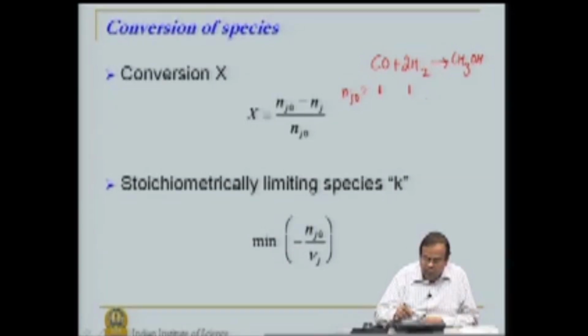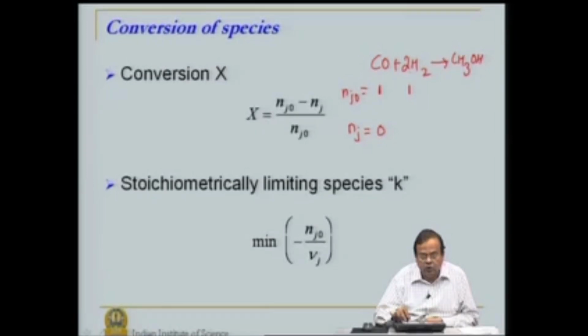So, my Nj 0 was 1 for both these species. Now, can I get, for carbon monoxide, Nj equal to 0? That means, can I have complete conversion of carbon monoxide? No, because if you look at the stoichiometric coefficients, to completely consume 1 mole of carbon monoxide I need 2 moles of hydrogen, but I had only 1 mole. That means, in this example, hydrogen is the limiting species, because my reaction will stop the moment my hydrogen is exhausted from the system, and therefore I refer to hydrogen as my species K, the limiting species.